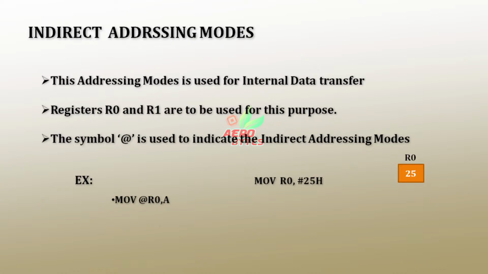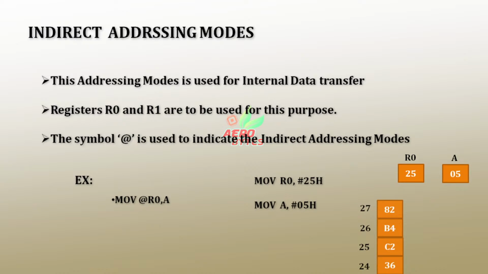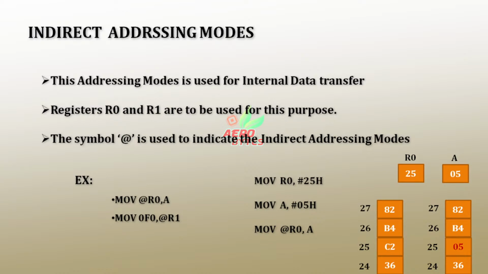After the execution of this instruction, R0 has the value 25H. Move A comma 05. After execution of this instruction, A contains the 05 value. Consider the memory locations 24, 25, 26, 27. Here memory location 25 has the value C2. Then MOV @R0, A. After execution of this instruction, the value at address 25, C2, is replaced by 05. In this way, the indirect addressing mode works.